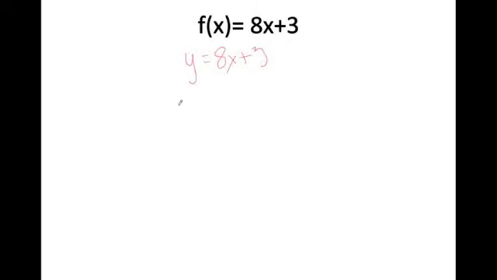Now, you've got to swap out the y and the x. x is equal to 8y plus 3. Next up, you want to isolate the y. So you subtract 3 from both sides, which gives you x minus 3 is equal to 8y. Final step is to divide both sides by 8, giving you x minus 3 divided by 8 is equal to y.